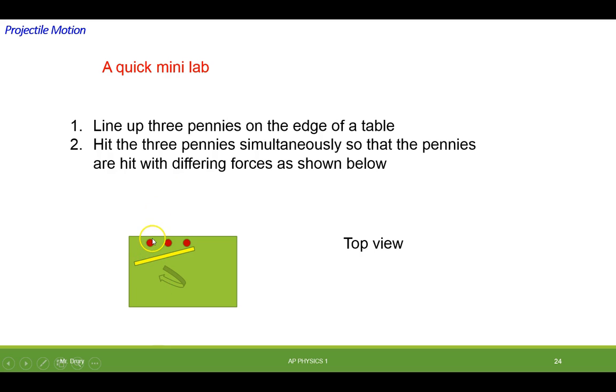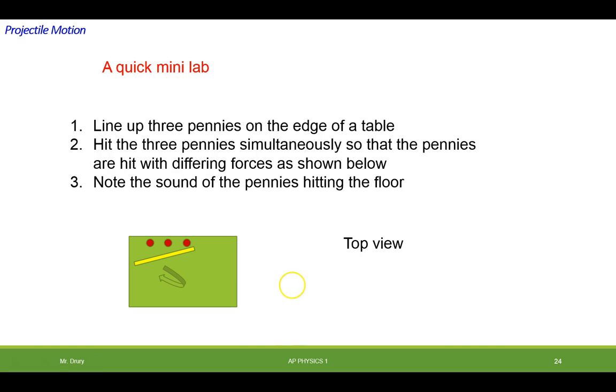But obviously this one will be hit with a harder force, so it should have a larger velocity x, while the one closest to the pivot point here will have the smallest force. And what you're going to try to do is note the sound of the pennies hitting the floor. Okay? So why don't you pause the video now, give it a shot, and then come back.